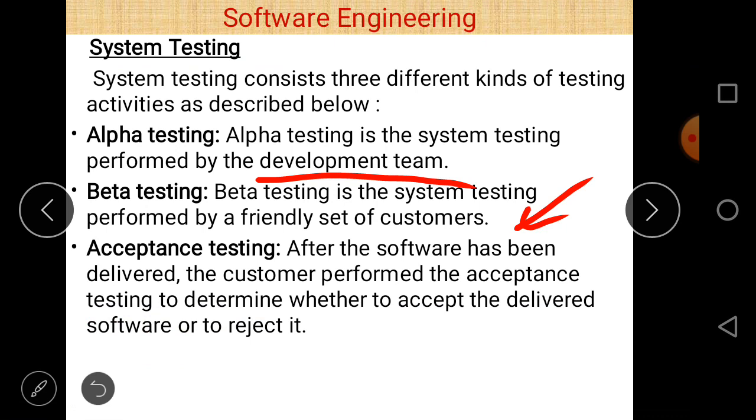Testing is done by a developer or a second person who has not developed the particular software. So in the first case it is called alpha testing, and in the second case it is beta testing.